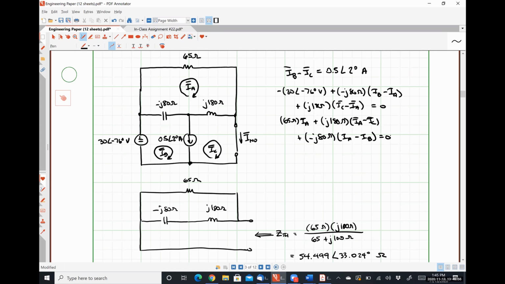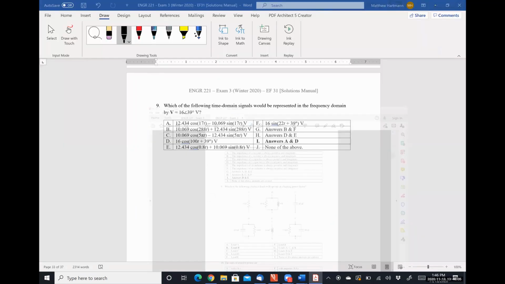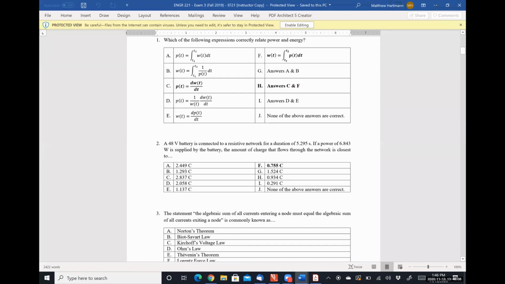All right, and obviously I Norton will be the exact same thing as IC. All right, so now we've got to go find MathCAD.